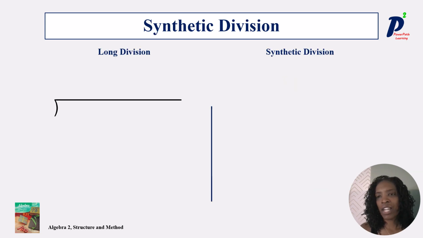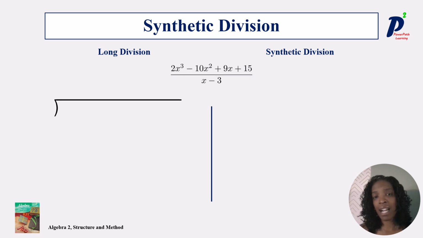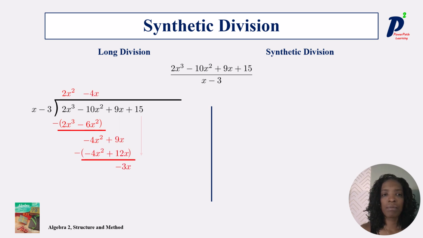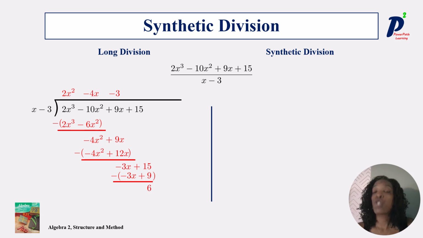For divisors that are linear, there's a more efficient way to perform division. We need to divide 2x cubed minus 10x squared plus 9x plus 15 by x minus 3. Let's first review what we learned in our long division polynomials lesson. Okay, I am going to show the same problem using synthetic division. Just watch and see what kind of patterns you see between the two processes.